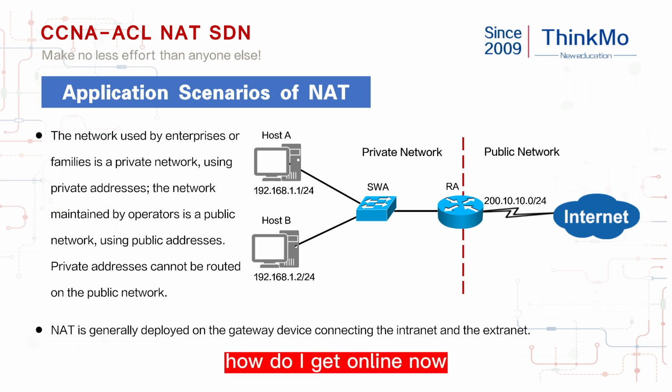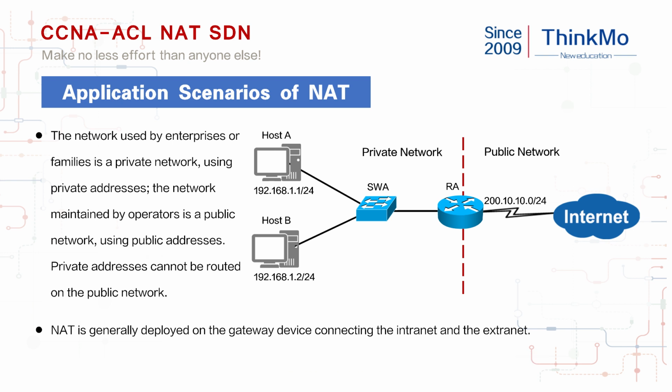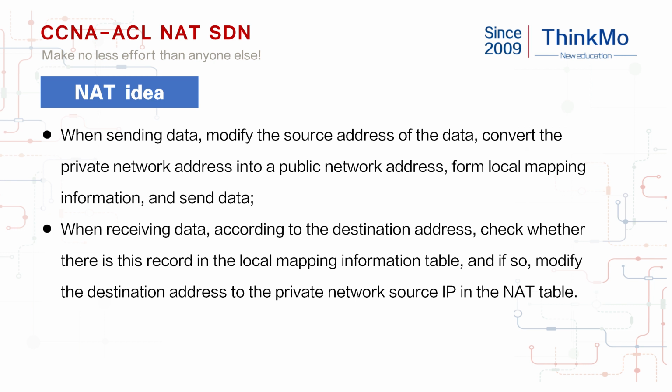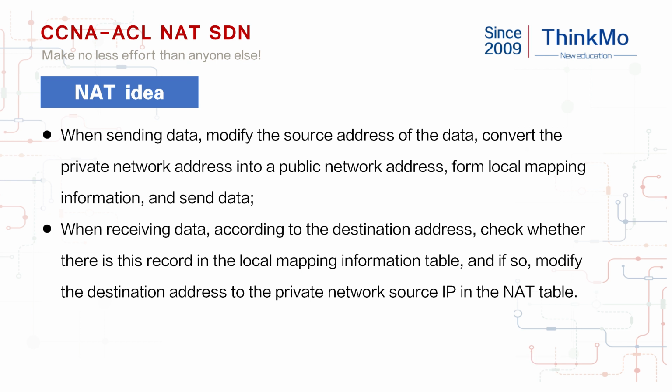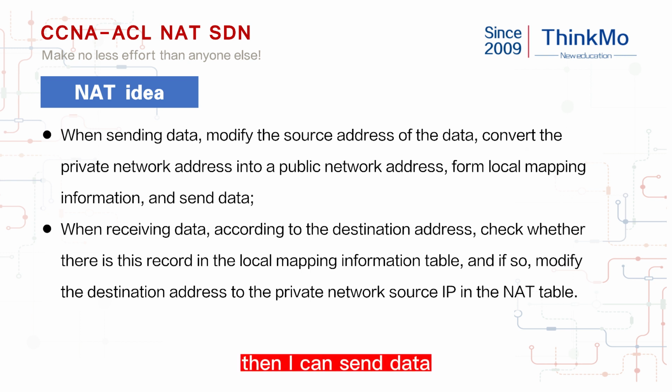How do I get online now? We deploy a technology at the egress called NAT, Network Address Translation. It can convert between addresses. When we are sending data, we modify the original address of the data, converting the private network address into a public network address. This forms a local mapping entry. Then I can send the data.